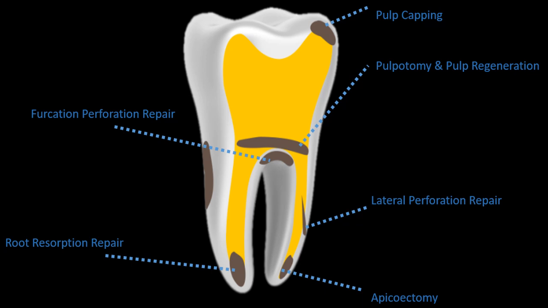The main uses of MTA: it is used in pulp capping procedures like direct or indirect pulp capping. It is used in pulpotomy procedures. It is used for furcation perforation repair. It is used in the repair of lateral perforation. It is used in apexogenesis, apexification procedures and also root resorption.